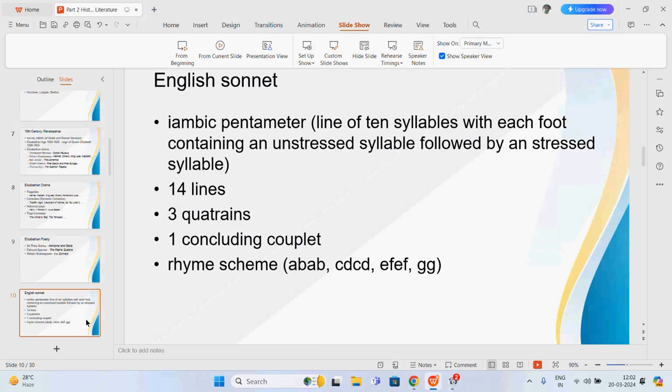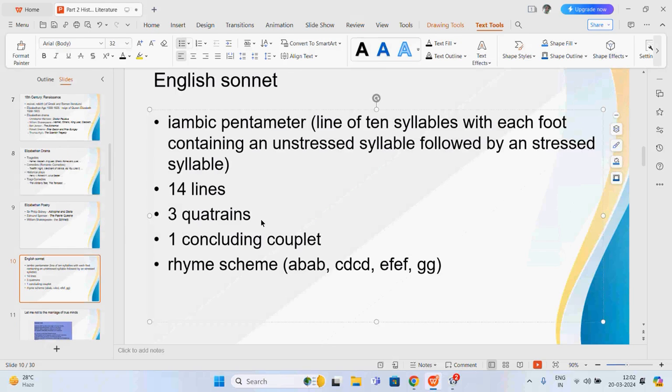It is written in a very specific format. It is a short poem of 14 lines. This short poem of 14 lines is divided into 4 parts. There are 3 quatrains. A quatrain is a stanza of 4 lines, and a couplet, as the word indicates, is a stanza of 2 lines.